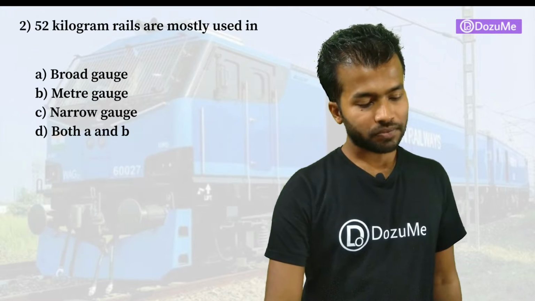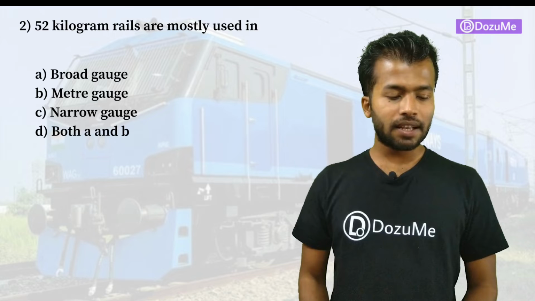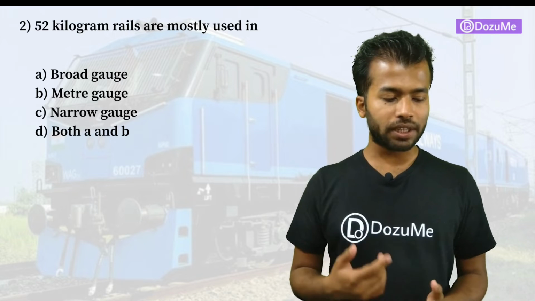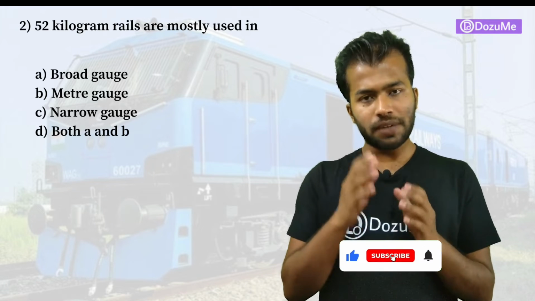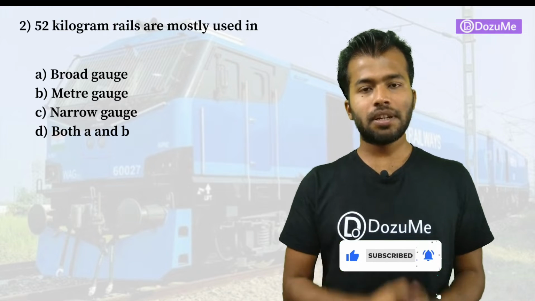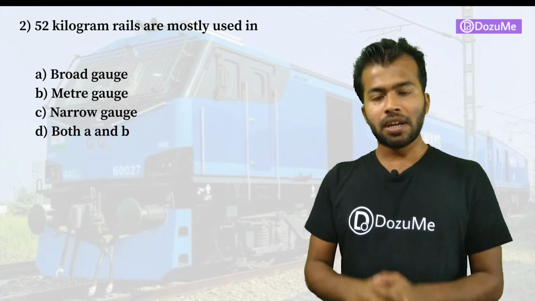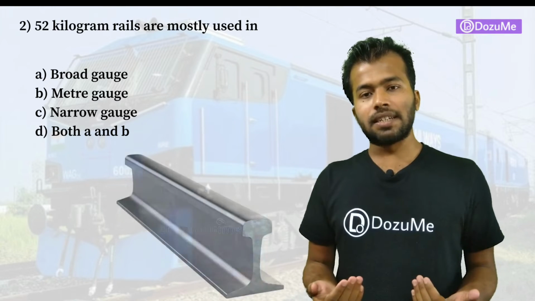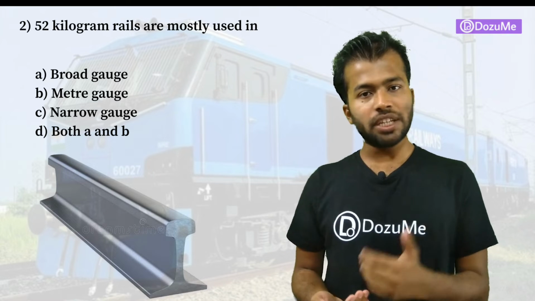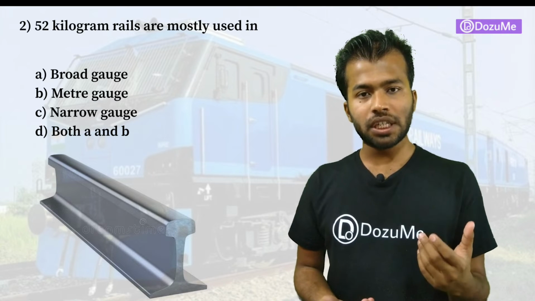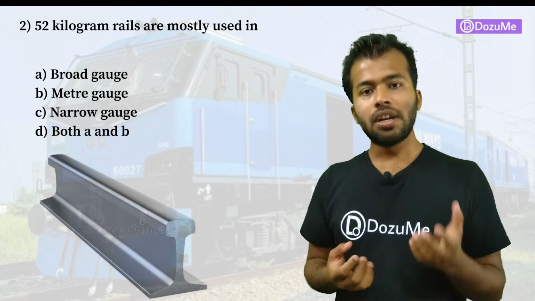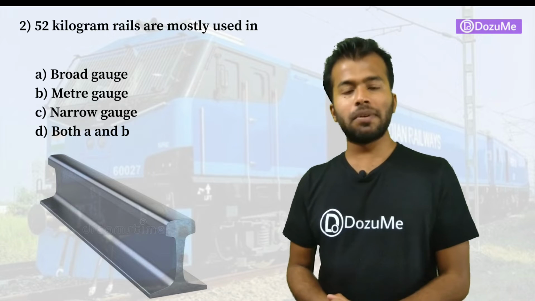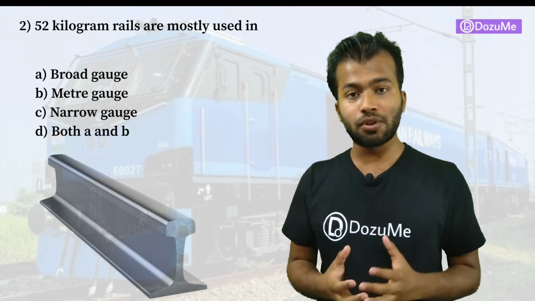Question number 2. 52 kilogram rails are mostly used in broad gauge, meter gauge, narrow gauge, both A and B. Look, if you know the answer, then comment it with the specific question number. Depending upon the gauge distance, the load changes. The broad gauge is capable of resisting the heavy load. The narrow gauge is capable of bearing the light load.